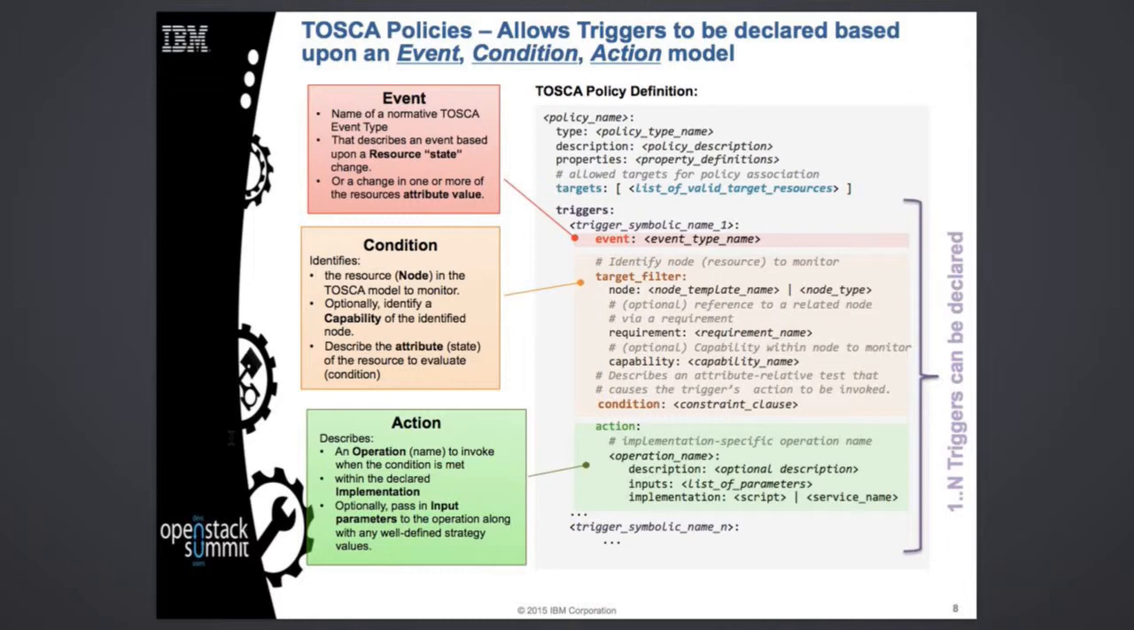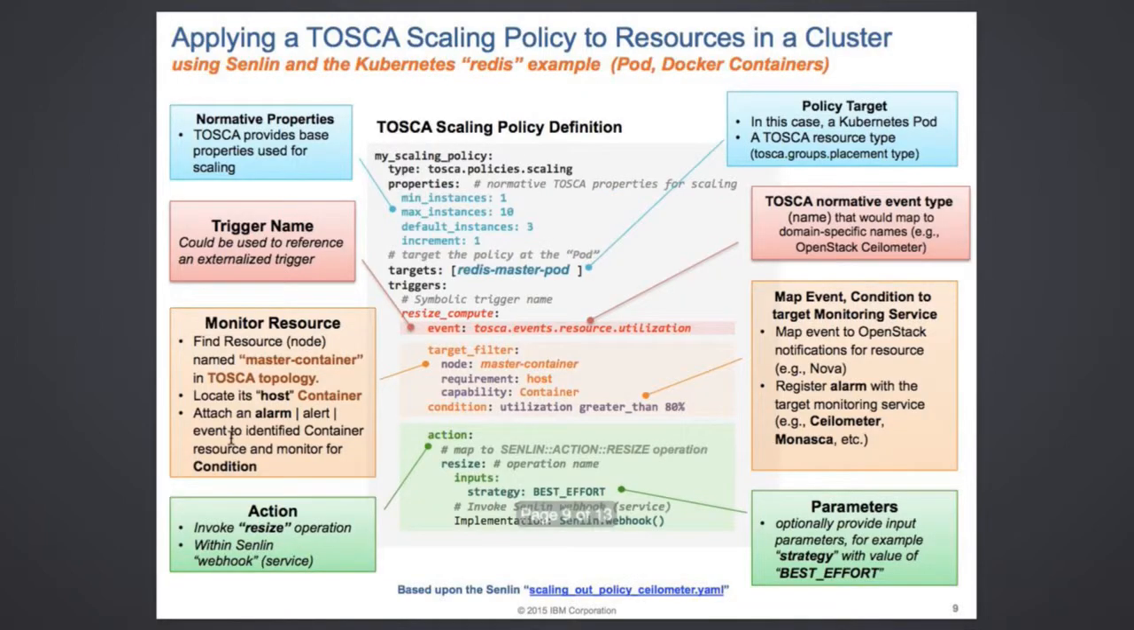And you have more than one trigger, so an individual policy can have multiple triggers for multiple resources in your topology. But again, the standard format is what brings some sanity to Senlin. So I'm going to move more quickly to the thing. So to talk about the parts of a Tosca policy definition.